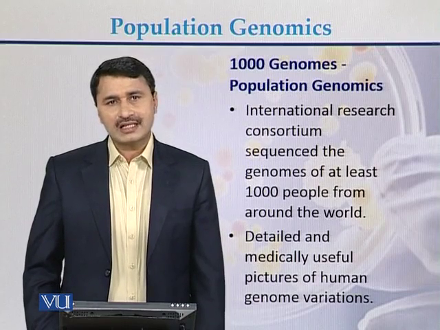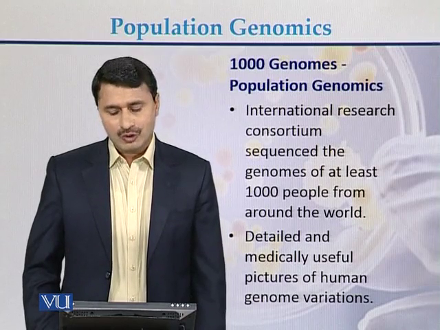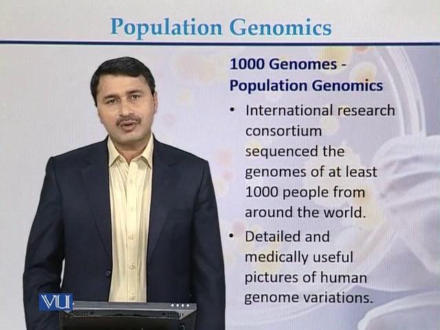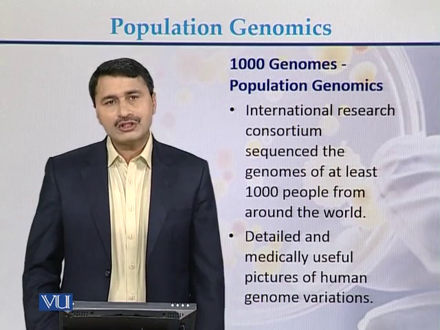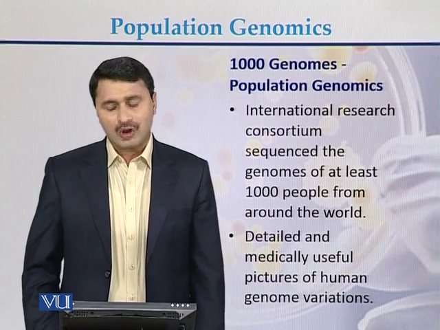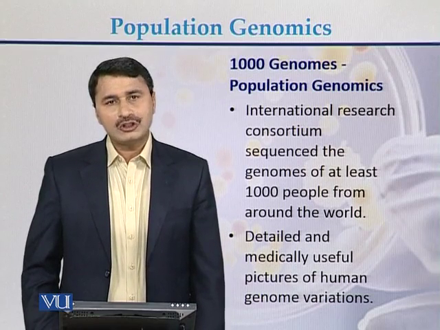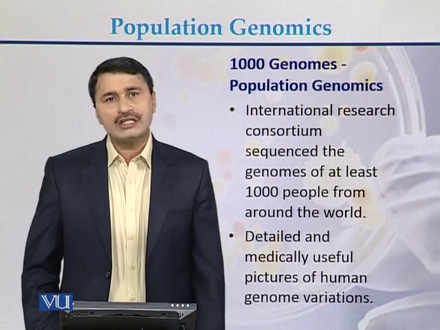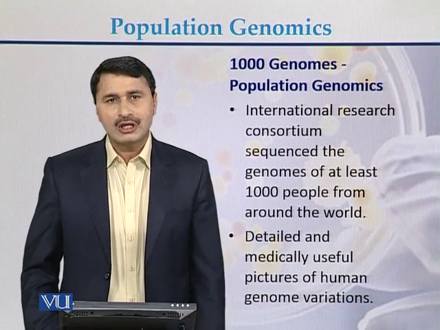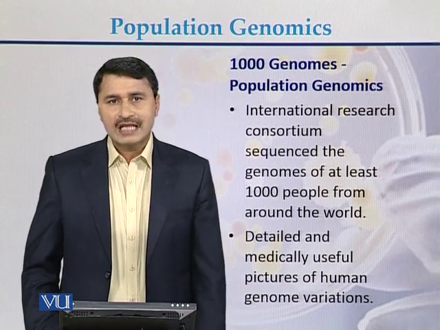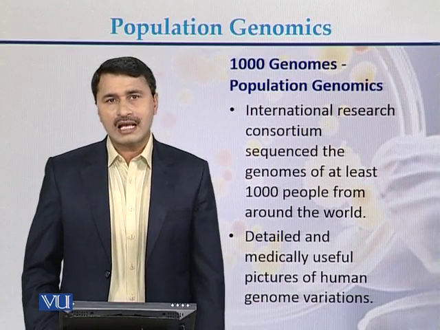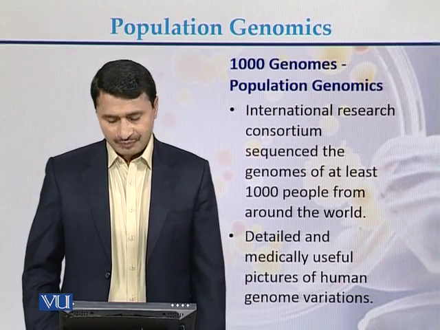There are two best examples of population genomics. One of the best examples of population genomics is the 1000 Genomes project. 1000 Genomes was a project in which the genomes of 1000 individuals were sequenced to determine the variation at the DNA level between 1000 individuals. That is the reason it is called 1000 Genomes.